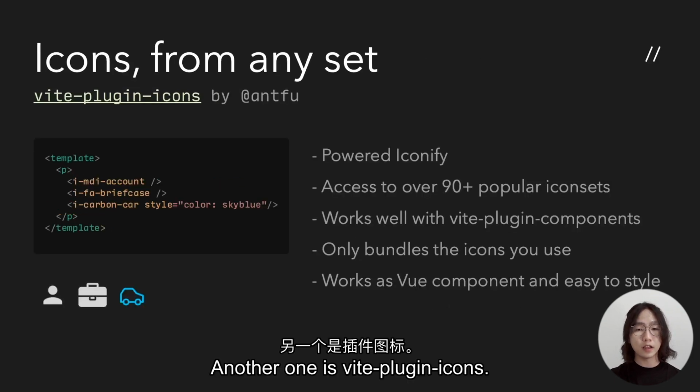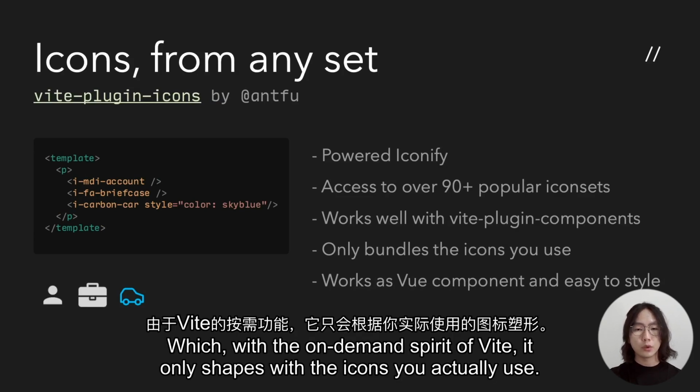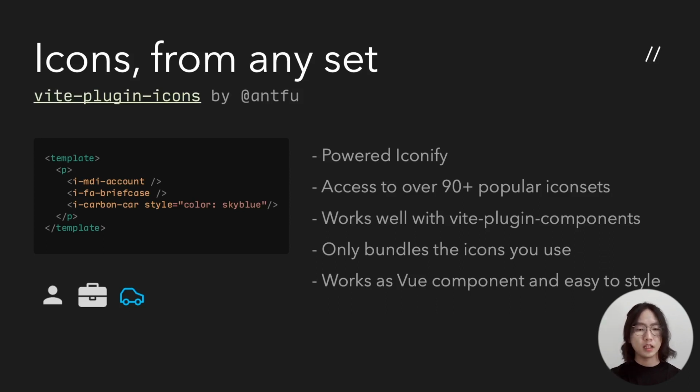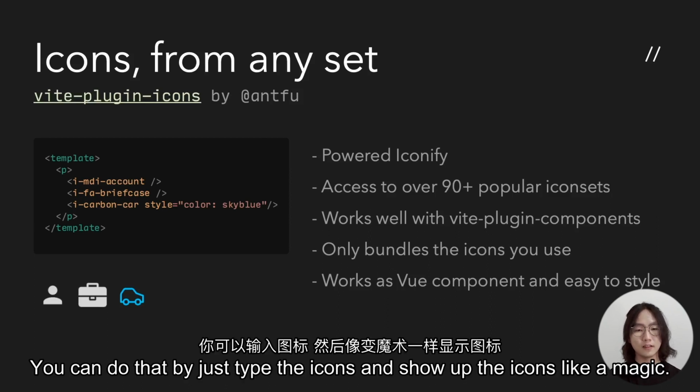Another one is vite-plugin-icons. It allows you to use icons from any icon set, for example, Material Design Icons or Font Awesome. With the on-demand spirit of Vite, it only ships the icons you actually use. So you can say goodbye to the old school icon font approach that downloads a huge font where most of the icons you don't actually use. It works really well with the components auto importing. You can do that by just typing the icon names and the icons show up like magic.